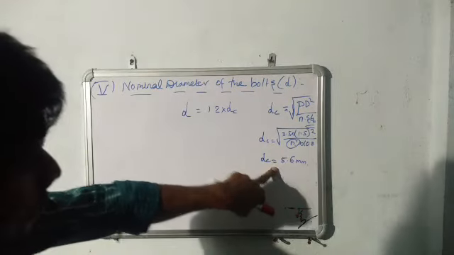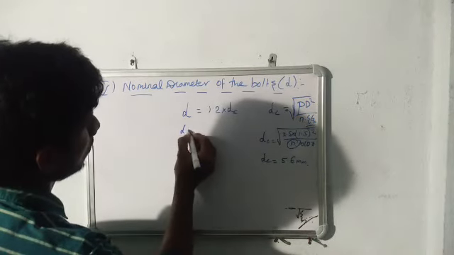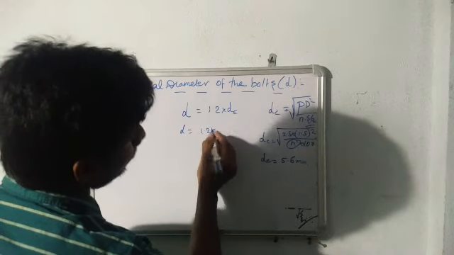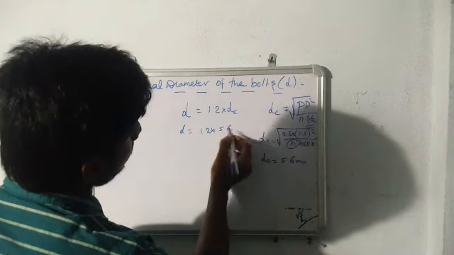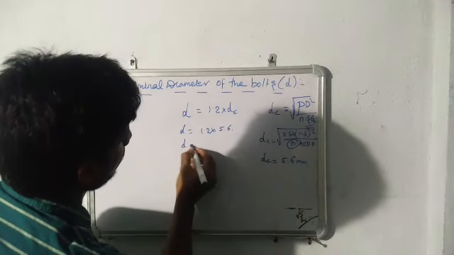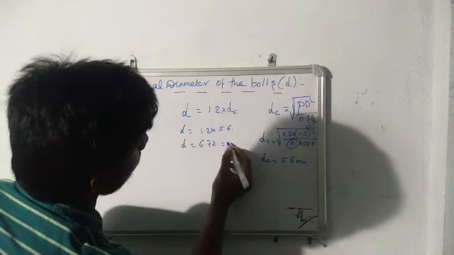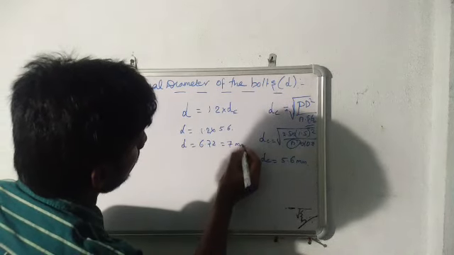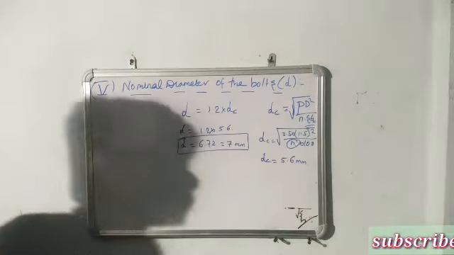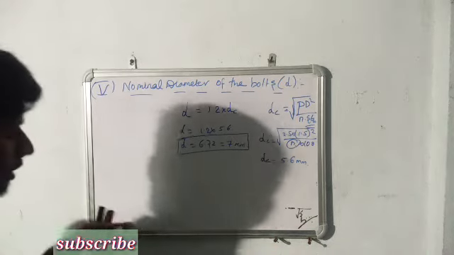Substitute the D C value in this equation, we get the nominal diameter of the bolt, 1.2 into 5.6. The nominal diameter of the bolt d is approximately 6.72. Consider it as 7 mm. So go to the sixth step, the final step in the design of the engine cylinder.